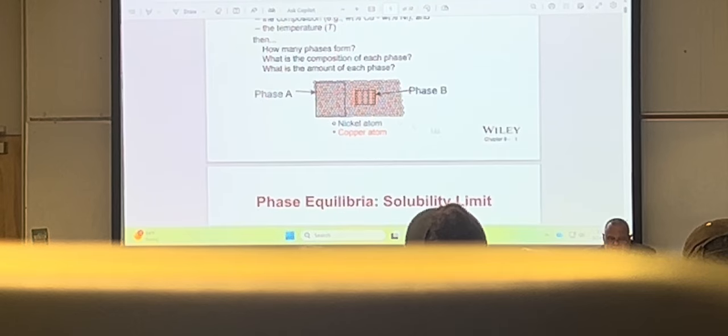Okay, here's phase A, here's phase B. This is nickel and copper. It's still nickel and copper, but the arrangement of the atoms in phase A and phase B is different.